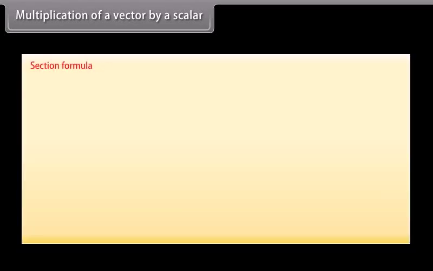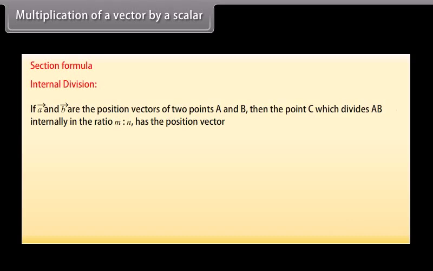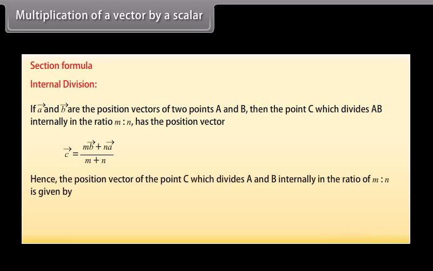Section formula. Internal division. If vector A and vector B are the position vectors of 2 points A and B, then the point C, which divides AB internally in the ratio m:n, has the position vector C equals (m into vector B plus n into vector A) by (m plus n). Hence, the position vector of the point C, which divides A and B internally in the ratio m:n, is given by vector OC equals (m into vector B plus n into vector A) by (m plus n).